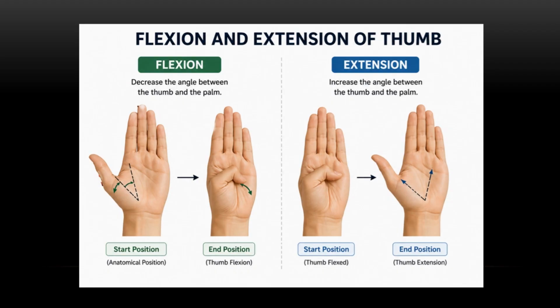Here comes the flexion and extension of the thumb. The flexion and extension of the thumb is slightly different from the other body parts. The movement of the thumb towards the little finger is called the flexion of the thumb, while the extension is movement of the thumb away from the little finger. As shown in this diagram, the flexion of the thumb is towards the little finger and extension of the thumb is away from the little finger.